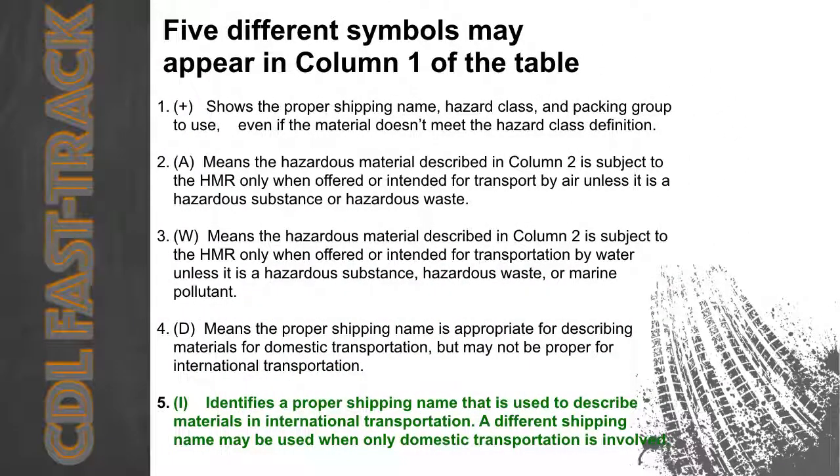W means the hazardous material described in column 2 is subject to the HMR only when offered or intended for transportation by water unless it is a hazardous substance, hazardous waste, or marine pollutant. D means the proper shipping name is appropriate for describing materials for domestic transportation, but may not be proper for international transportation. I identifies a proper shipping name that is used to describe materials in international transportation. A different shipping name may be used when only domestic transportation is involved.